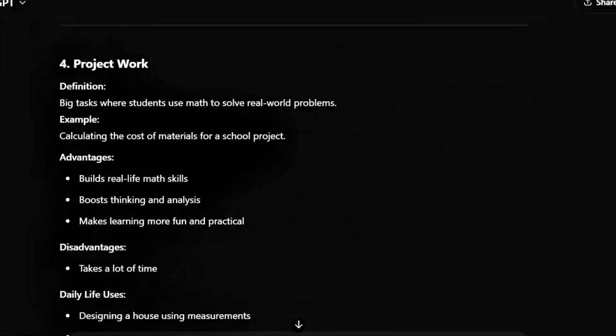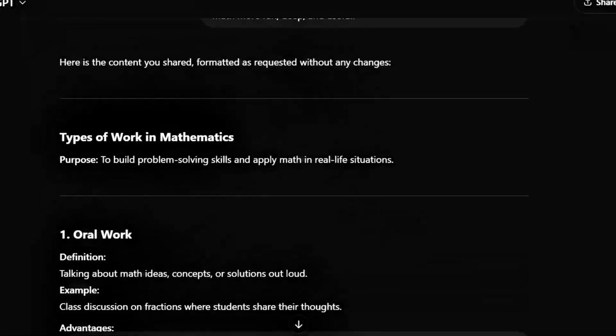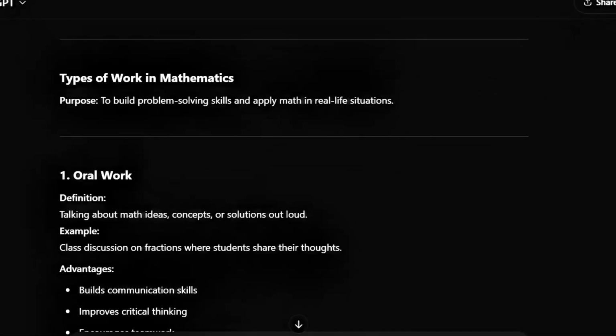Let me know if you need this content in a different format or want to add any. Here's the content you shared, formatted as requested without any changes.